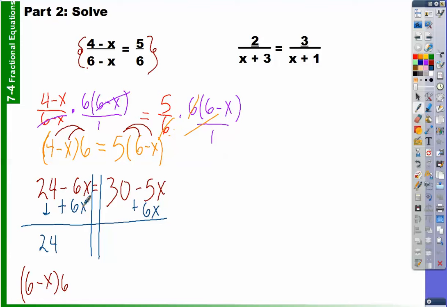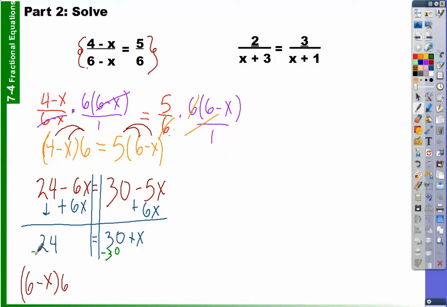Negative 6x plus 6x is just 0. I still have my 30. Negative 5x plus 6x is x. All right, so now what do I do to both sides to get the x all by itself? Minus 30. Let's subtract 30 from both sides of my equal sign.